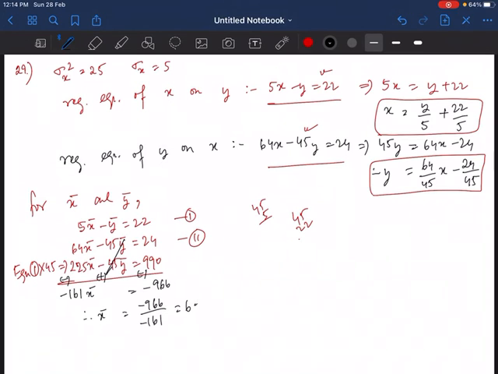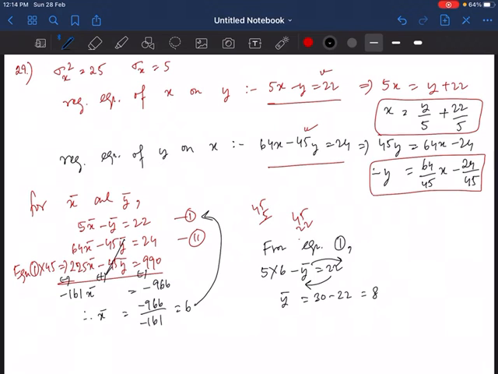Now putting the value of x bar in equation number 1. From equation 1, what do I get? 5 into 6 minus y bar is equal to 22. So y bar will become, take this y bar to that side and take 22 to this side, 30 minus 22, that gives us 8. So y bar is 8 and x bar is 6. We got the mean values.